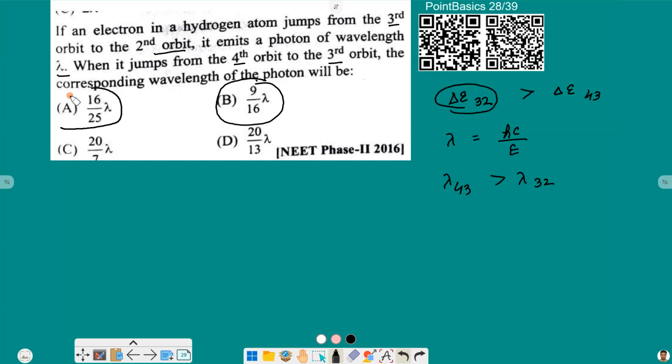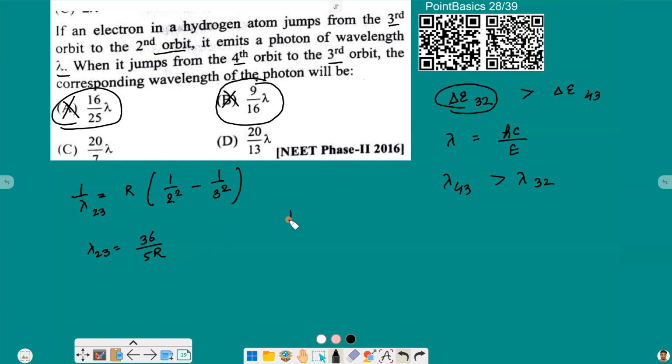Similarly, option A is also rejected. Here it is 16 by 25, that is also less than 1. So A and B both are rejected. Now coming to the actual calculations. 1 by lambda 2 3 will be equal to R into 1 by 2 square minus 1 by 3 square. So from this, what we will have? We will have lambda 2 3 is equal to 36 by 9 minus 4, that is 5, so 36 by 5R.